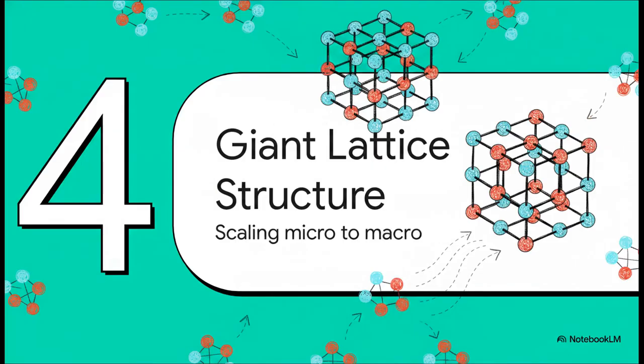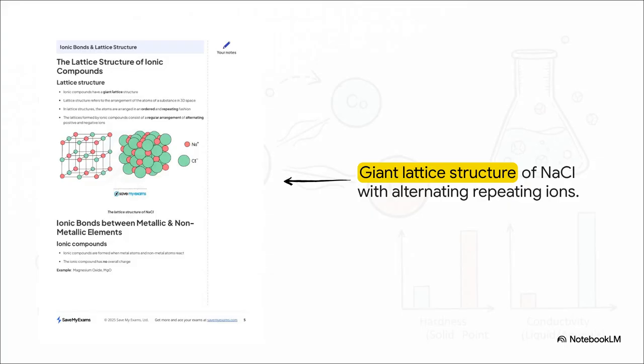Now let's scale things way up in Section 4, the giant lattice structure. We've seen one metal and one nonmetal link up on paper. But what actually happens when billions of these microscopic trade agreements go down at the exact same time in the real world? Well, these ions don't just form cute little isolated pairs. These electrostatic forces are acting in all directions simultaneously.